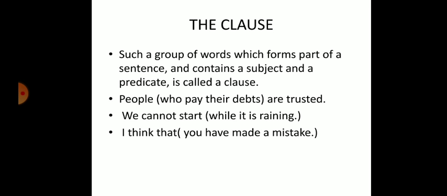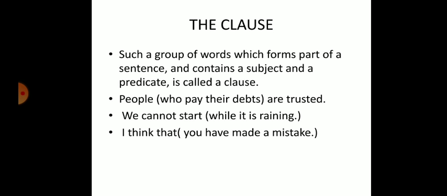Look at the third example. I think (that you have made a mistake). You have made a mistake is a part of the larger sentence. It is a group of words. It is conveying full sense. And lastly, it has a subject, you, and a predicate, have made a mistake. So we can say that all the groups of words in the bracketed form are clauses.